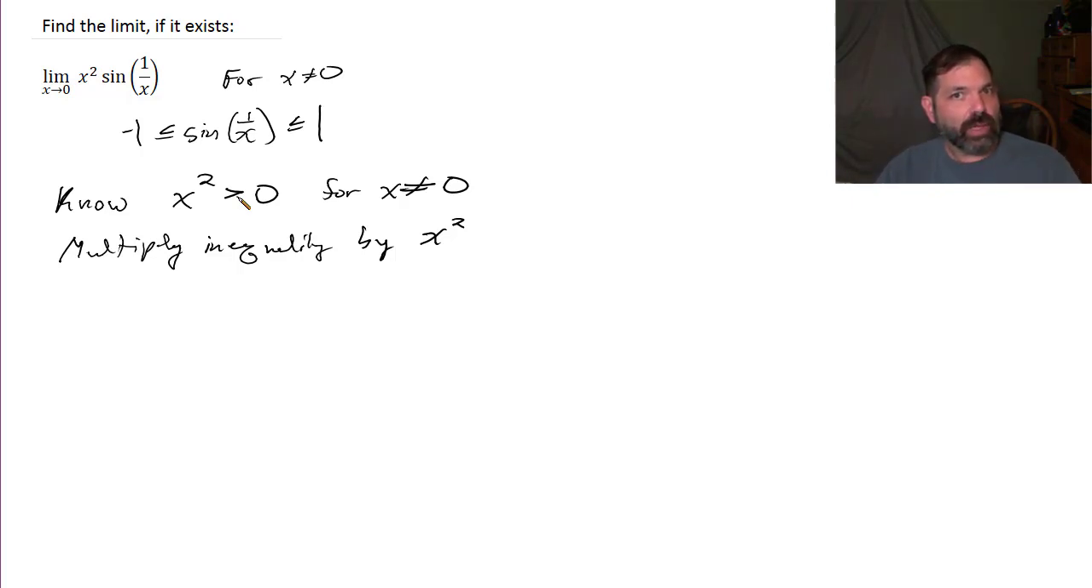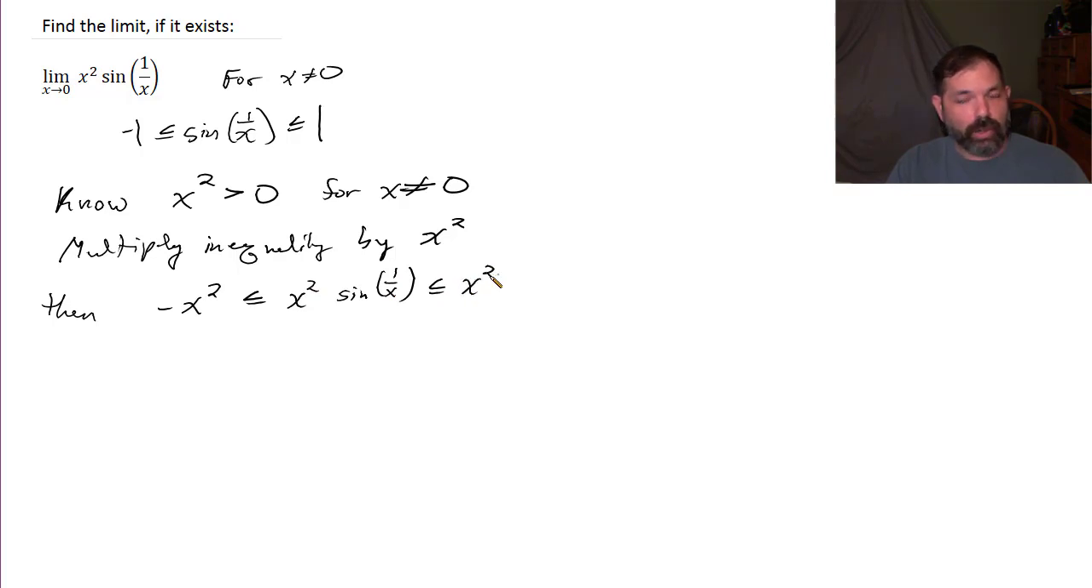Whenever you're multiplying a number by an inequality, or an inequality by a number, you've got to be careful about the signs of that inequality. Now, since we know x squared is positive for x non-zero, and we multiply the inequality by x squared, then negative x squared must be less than or equal to x squared sine 1 over x, which must be less than or equal to x squared.